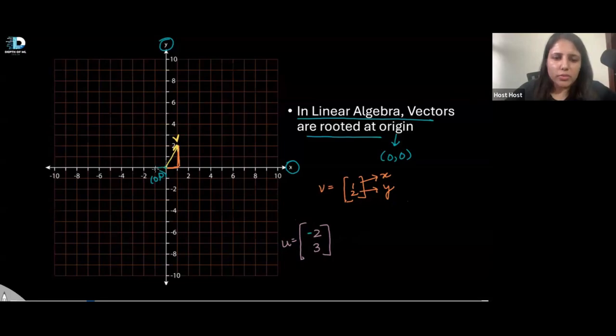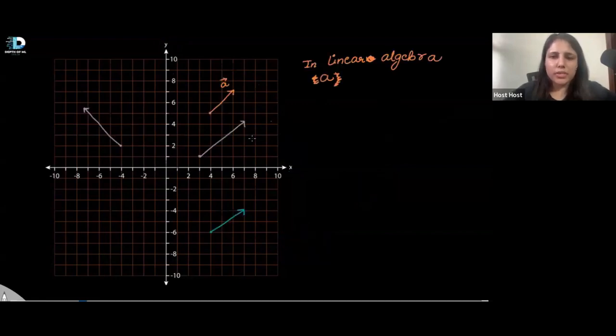So when I do (-2, 3), I will go -2 in the direction of x, and then I'll go 3 in the direction of y. Right? And this is my vector u. These are vectors in linear algebra, and the thing that we have to remember is they are always rooted at the origin in linear algebra. Though in physics they can be anywhere. They can start from anywhere. They have no concept that they have to start from the origin itself. Okay.